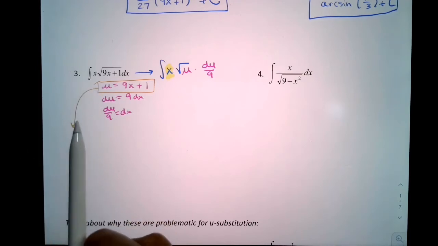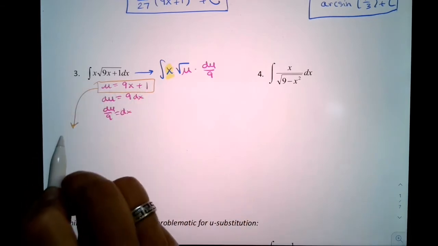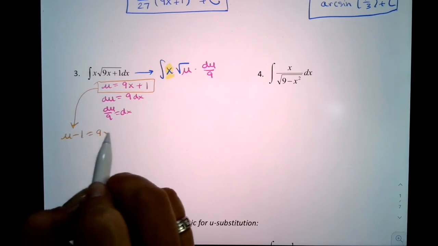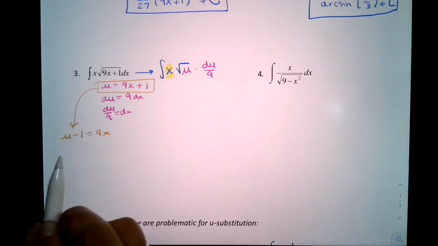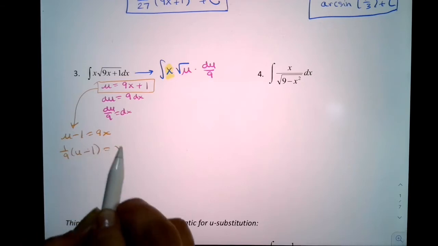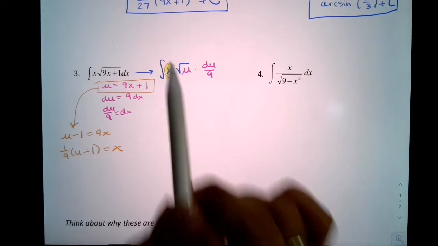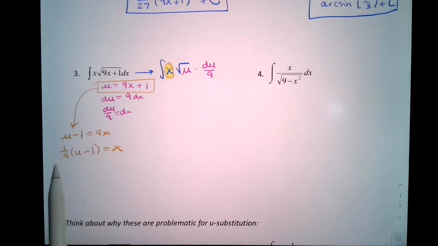This is not quick, but I can take this statement, just swing the 1 over to the left. That would be u minus 1 equals 9x. And then if I just multiply both sides of this equation by 1/9, then I get an equivalent expression for x. So you're certainly permitted to do this. I am going to replace this x right here with what it legally represents.